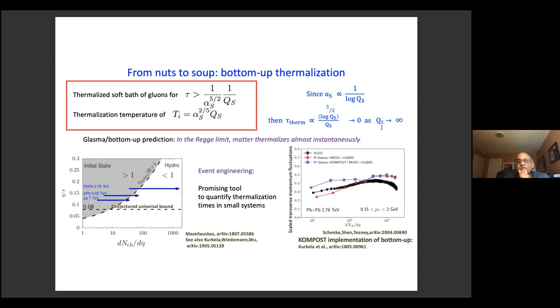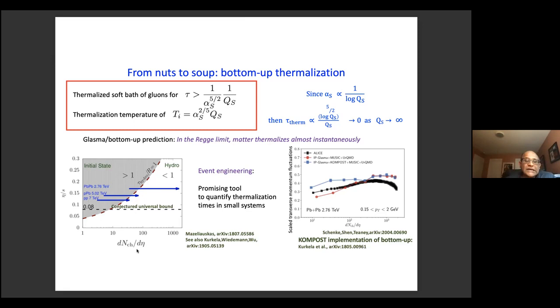Now, there's a lot of interesting phenomenological things one can do with the experiments. You can do a kind of event engineering, which is very clever, where you can try and extract eta over s as a function of the particle multiplicity that you can trigger on in these heavy ion experiments. And you can study it for a variety of systems, from heavy ions to proton-proton collisions. And it turns out that if this ratio of eta over s is close to the conjectured bound, even small systems like proton-proton collisions, which have very small radii, very small sizes, can also thermalize if the multiplicities of the systems are sufficiently large.